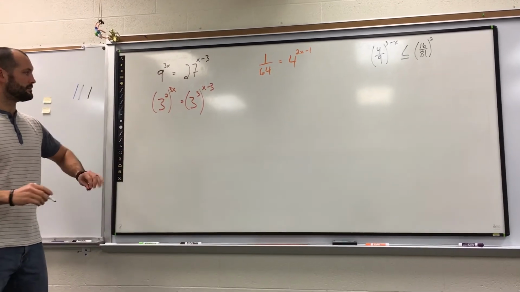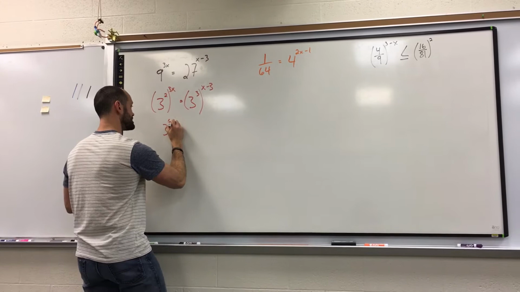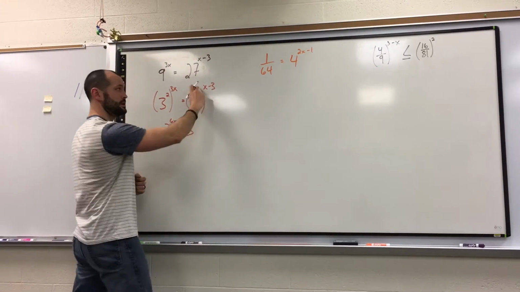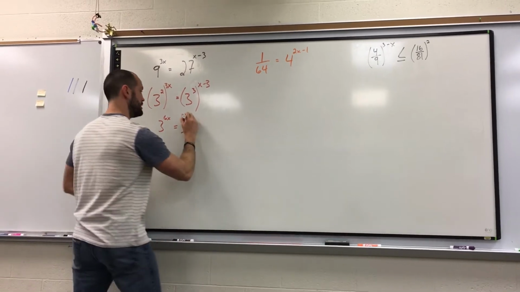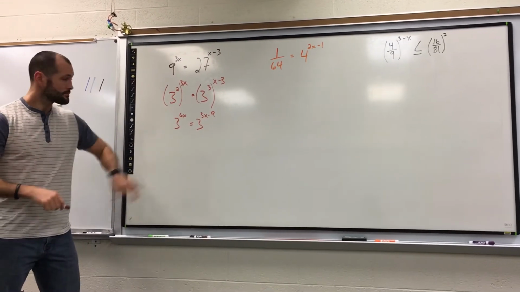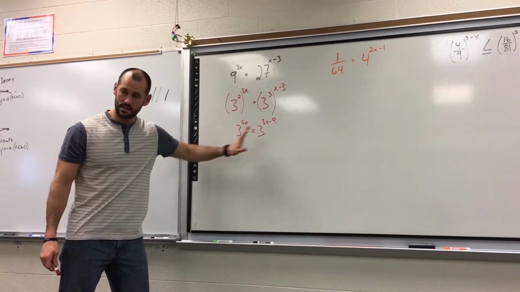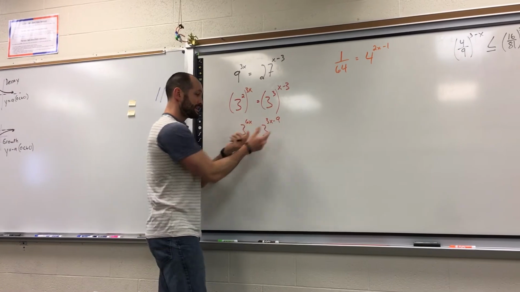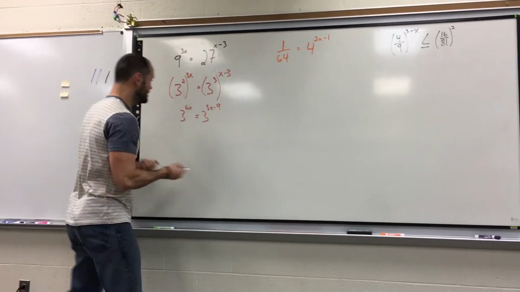So notice what we have now. The power-to-power property, we have 3 to the 6x equals 3. Distribute here, be careful because it gets multiplied by the entire power. We get a 3x minus 9. Now notice something. If they both have a base of 3, and we're claiming these two sides are equal, then their exponents have to be equal.